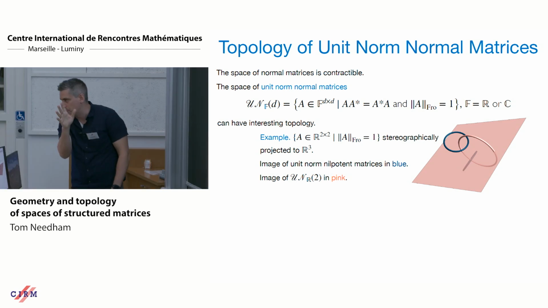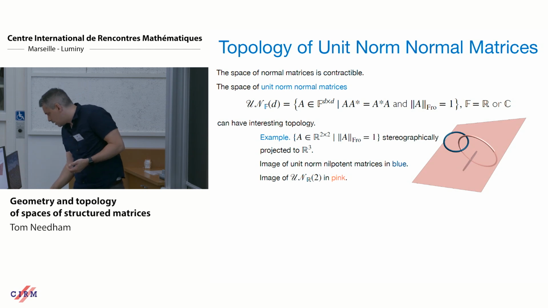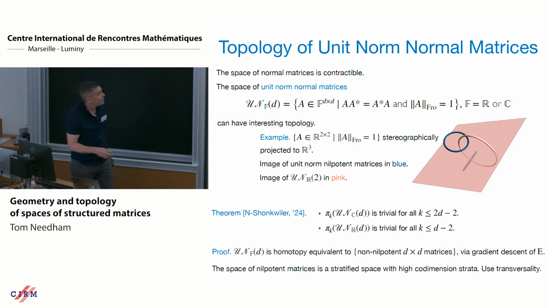So those play a role in the story as well, they're in the picture. But the point here is that unit norm normal matrices can have non-trivial topology. But we show that generally the low-dimensional homotopy groups vanish here. Okay, so if k is less than 2d minus 2 in the complex case, then the homotopy groups are trivial. And if k is less than d minus 2 in the real case, then the homotopy groups are trivial.